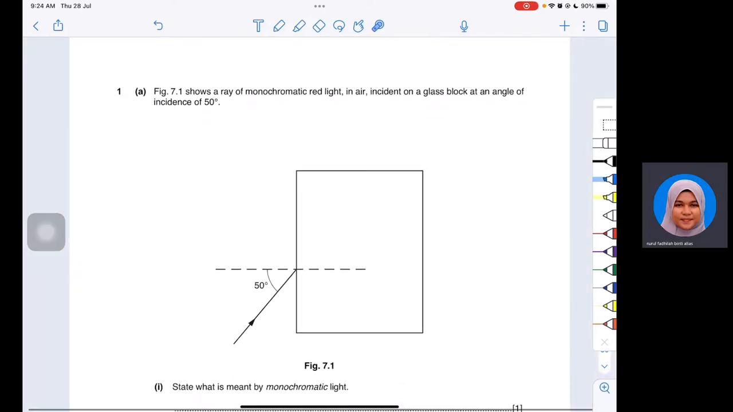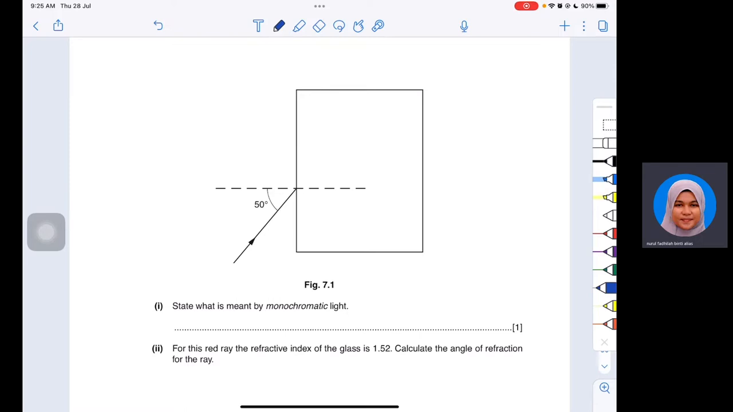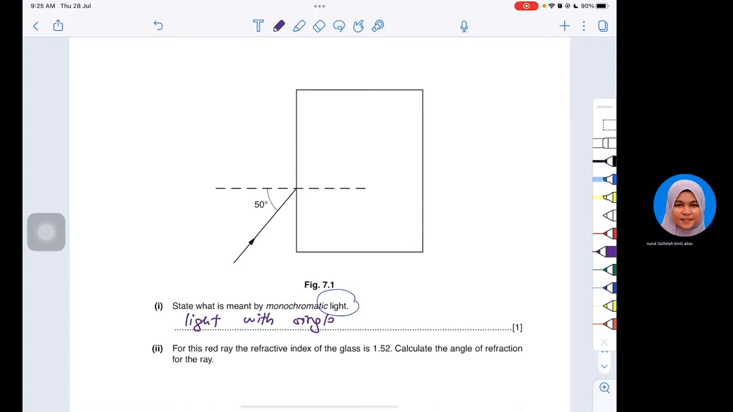Ini soalan-soalan saja yang lain saya tambah. Figure 7.1 shows a ray of monochromatic red light in air incident on a glass block at an angle of incident of 50 degrees. State what is meant by monochromatic light. So what is monochromatic light? Okay, you kena tahu dia adalah single wave. It's a light. What about the light? Light with single frequency ataupun with single wavelength. Apa lagi?